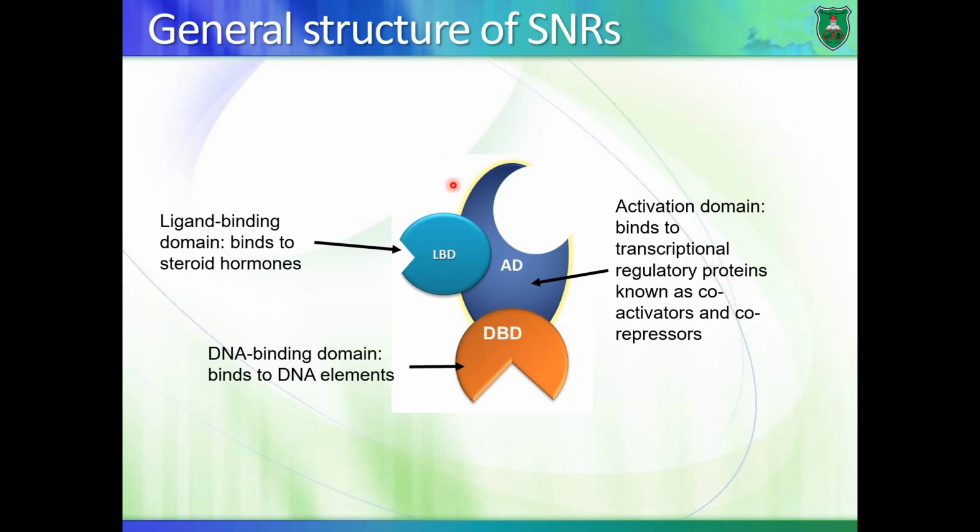Now, these steroid receptors have three domains. One is known as the ligand binding domain. This is the domain that binds to the steroid hormone, to the androgen. Another example is estrogen receptor, which binds to estrogen, the female hormone. And there is an activation domain that binds to co-activators or co-repressors, collectively known as co-regulators. And you have the DNA binding domain, which binds to a specific sequence of DNA.